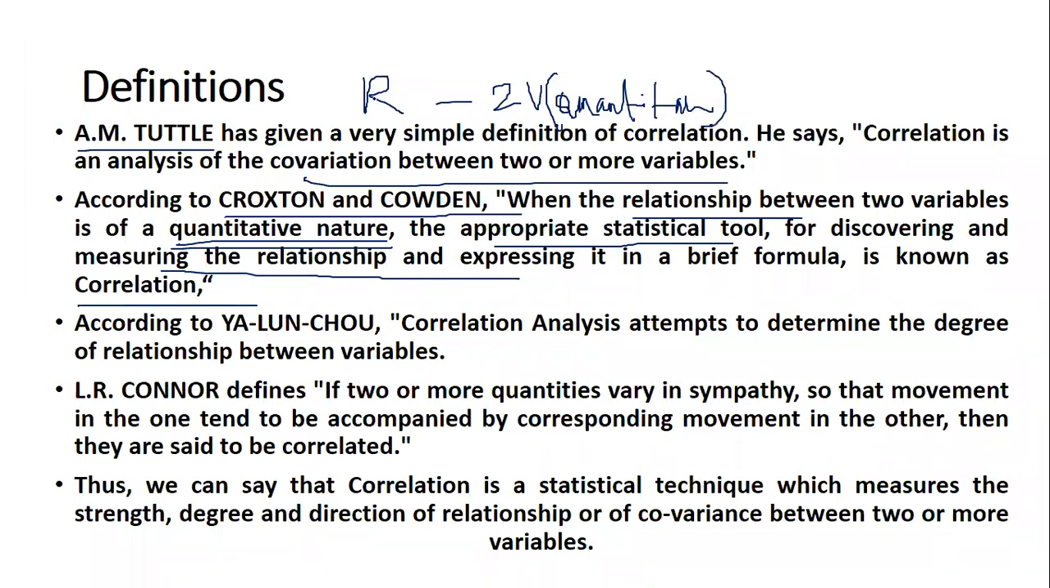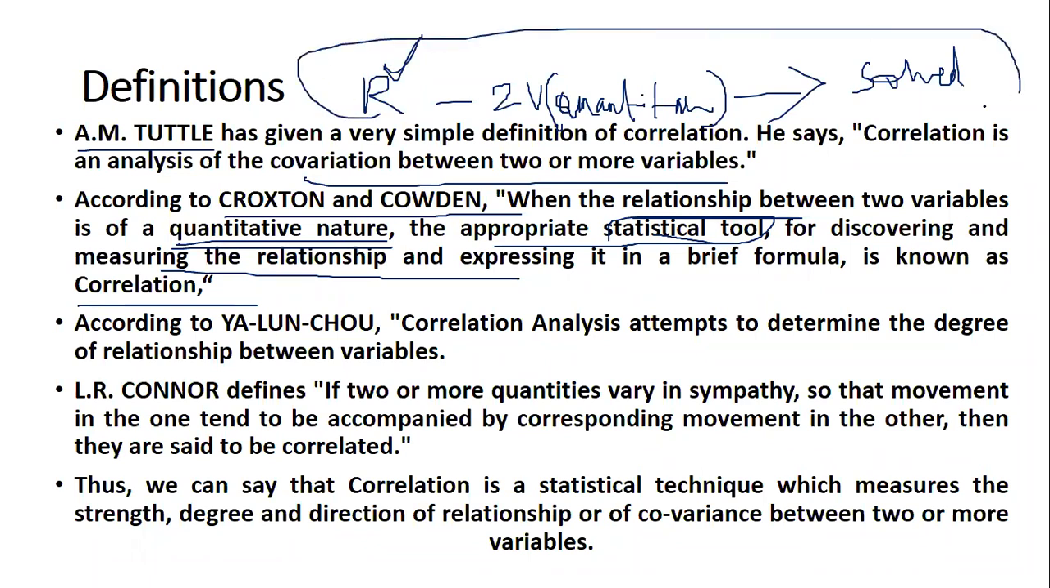Now, this relationship between two variables which are quantitative in nature is solved using a statistical tool, to understand their relationship. So this is known as correlation. That is the second definition.